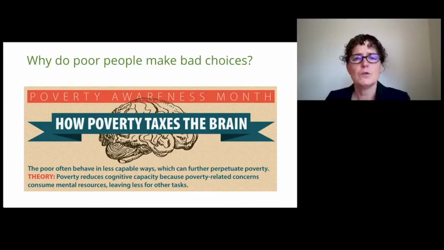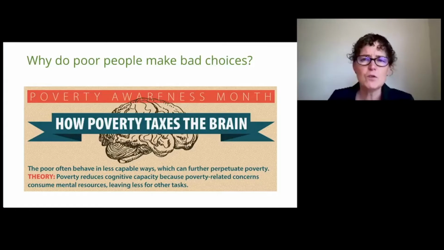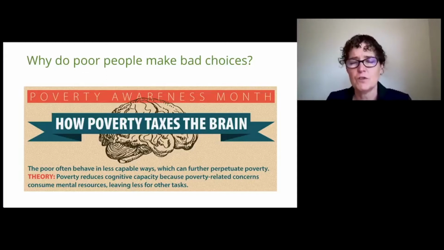What Sendhil Mullainathan and others argue in this work is that poverty directly impedes people's cognitive function, because poverty-related concerns consume mental resources, leaving less capacity for other tasks. So being poor means coping not only with a shortfall of money, but also with a whole bunch of other cognitive challenges, decisions we need to make, things we need to deal with.